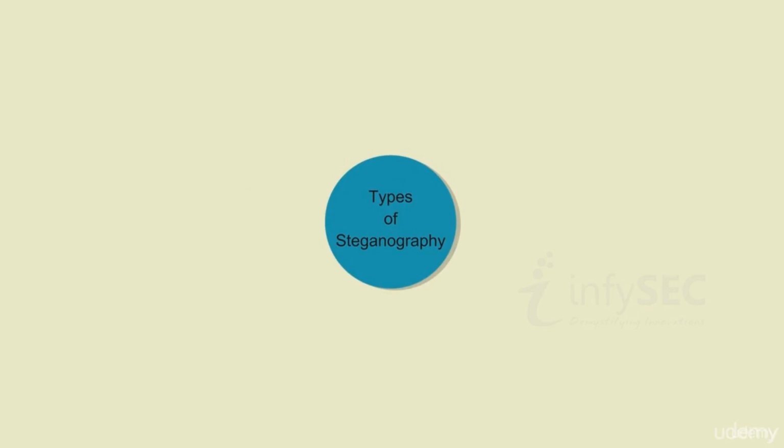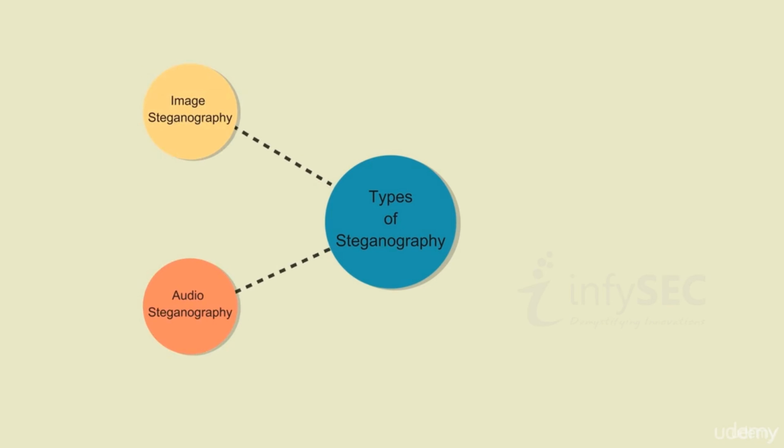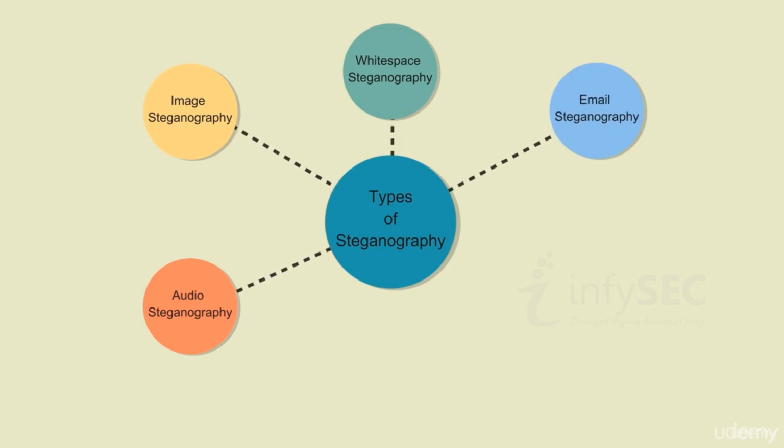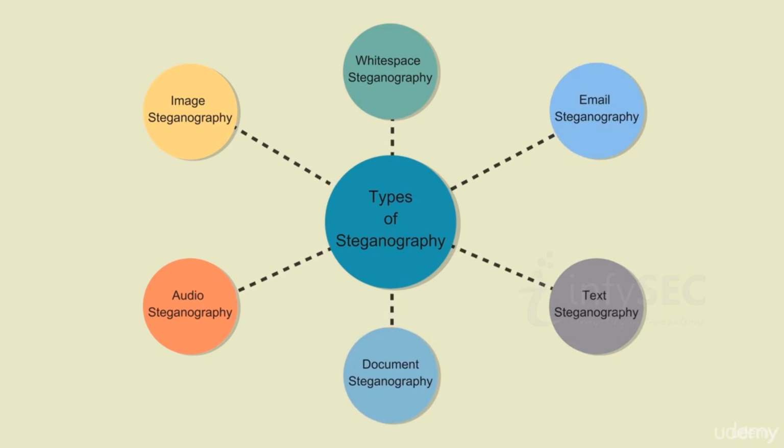Types of steganography. Out of quite a large list of variants, let us stick to these 6 types of steganography. Image steganography, audio steganography, whitespace steganography, email steganography, text steganography, and document steganography.